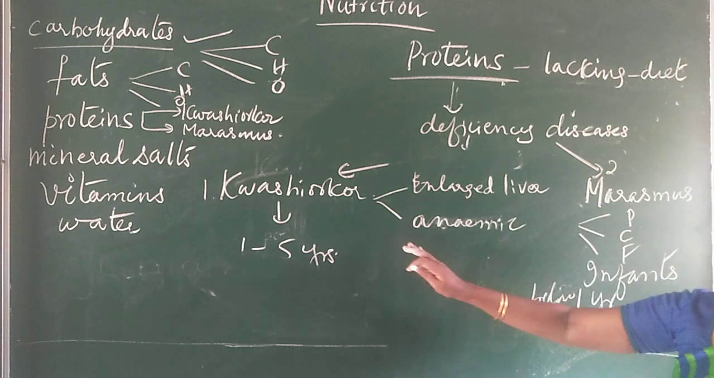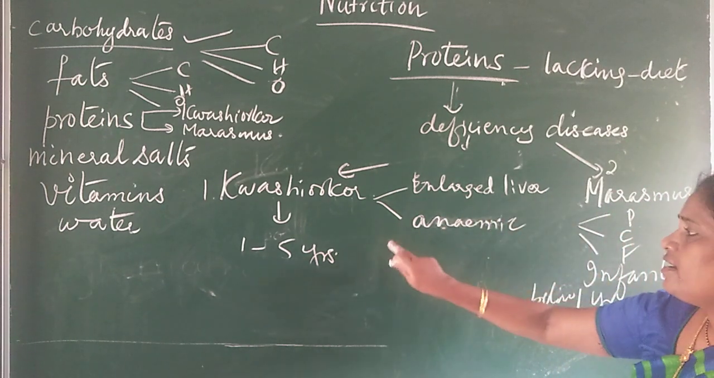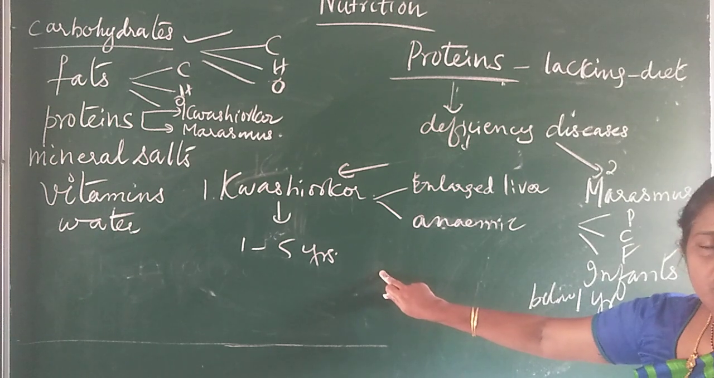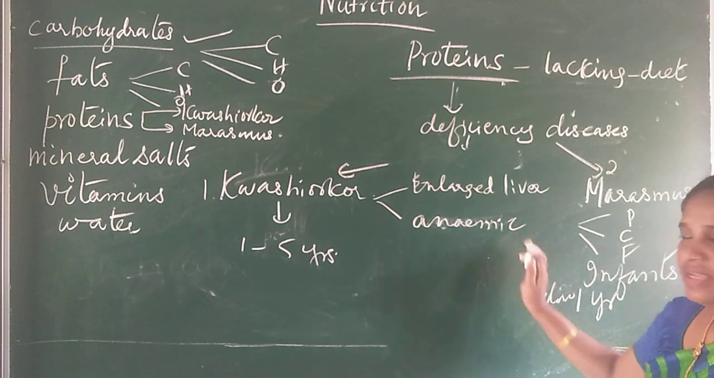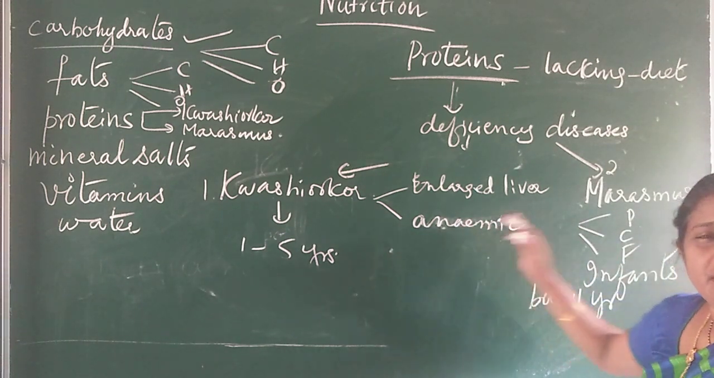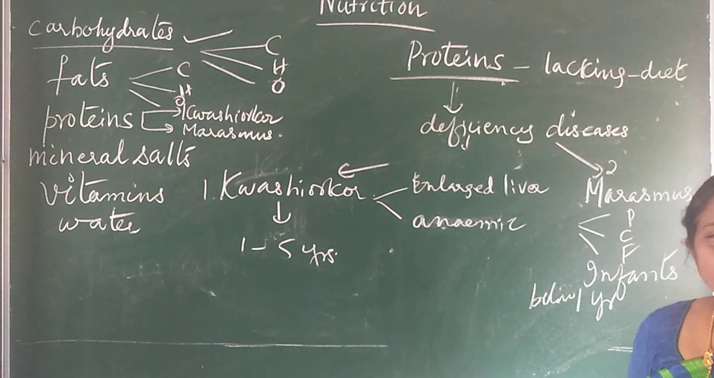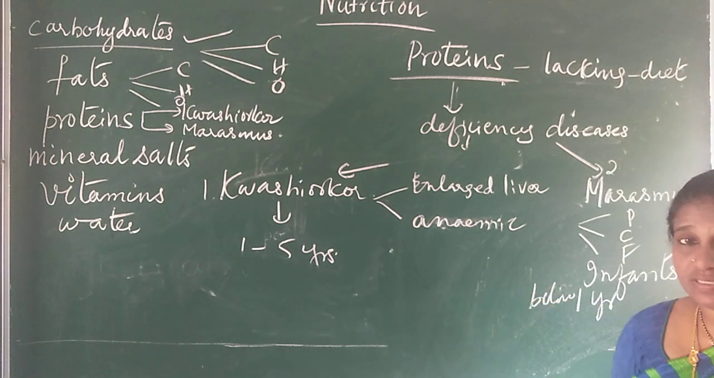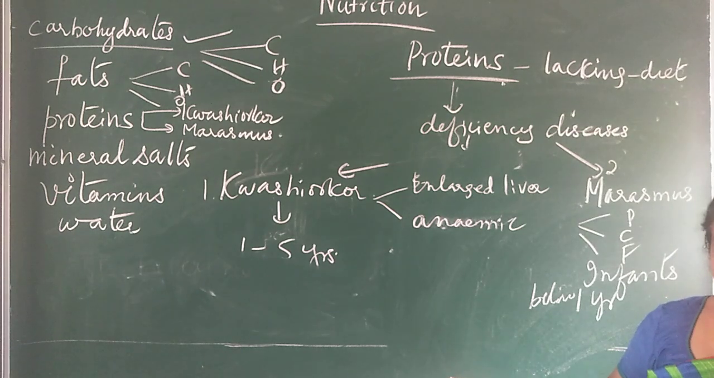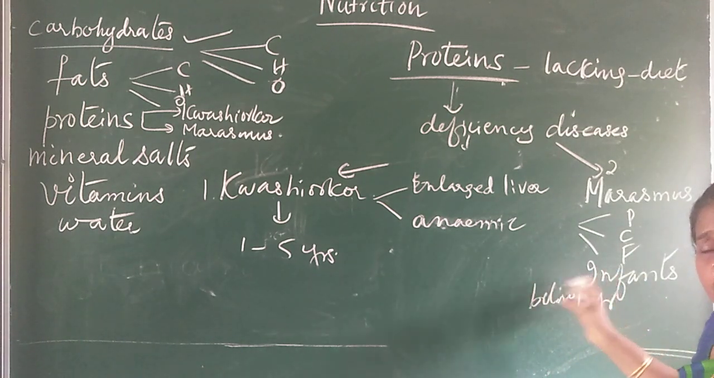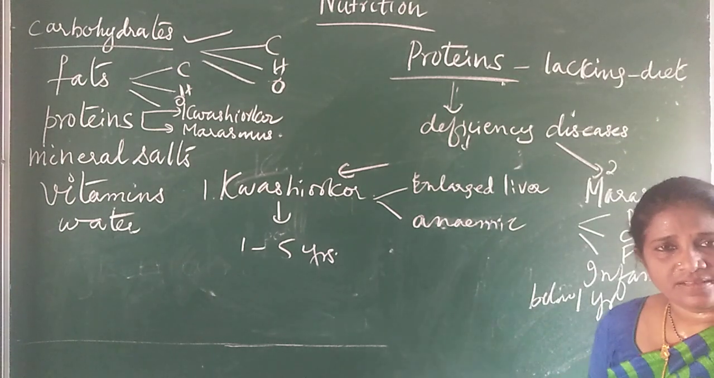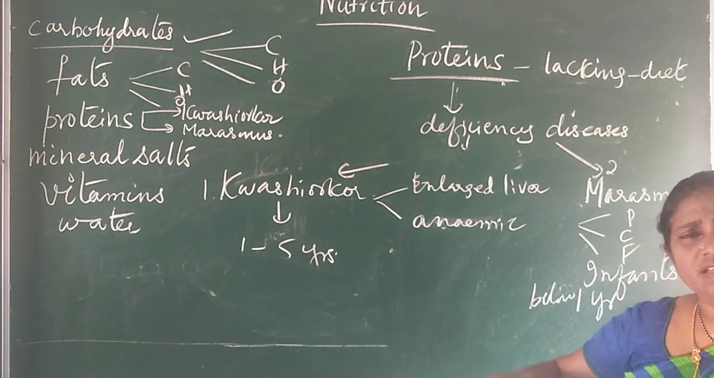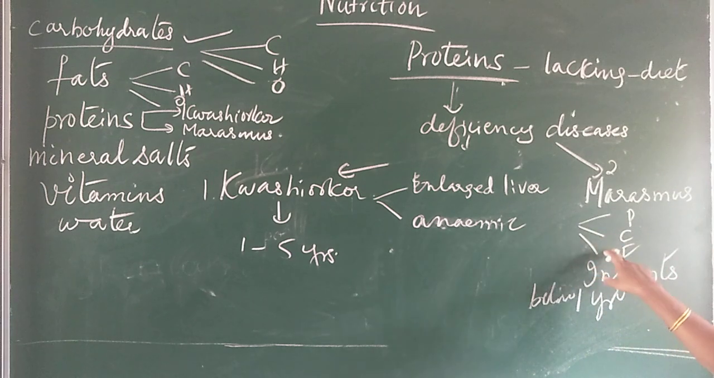Children, the main difference between kwashiorkor and marasmus is that here you find edema, I told you, swollen face and legs. But in marasmus there is no edema. In kwashiorkor the skin becomes dark and scaly. Here the skin becomes loose and folded instead of scaly. In kwashiorkor there is no degeneration of muscles actually, muscles are present, but in marasmus the muscles become very thin. So the limbs become very thin and weak, and very poor growth is observed in marasmus.